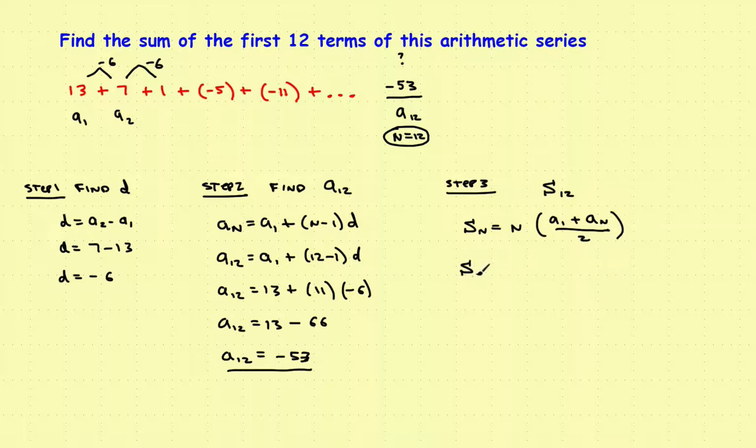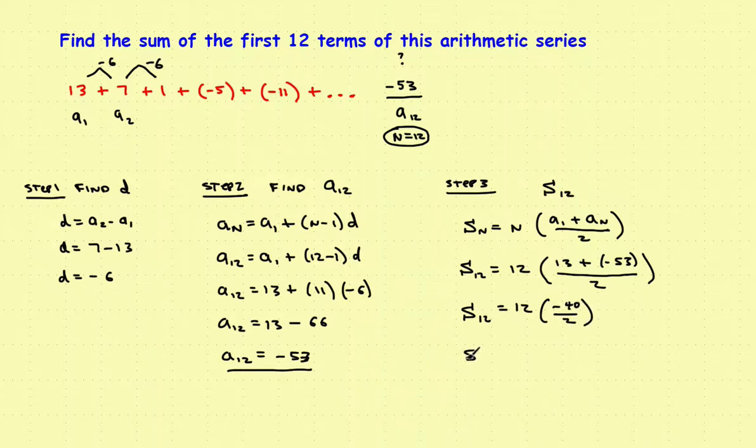So the sum of the first 12 terms, n is equal to 12. The first term is 13. The last term is -53. And it's all divided by 2. So this is going to be the sum of the first 12 terms. This would be 12, and this will turn into -40 divided by 2. And if you put that on a calculator, you would have -240.